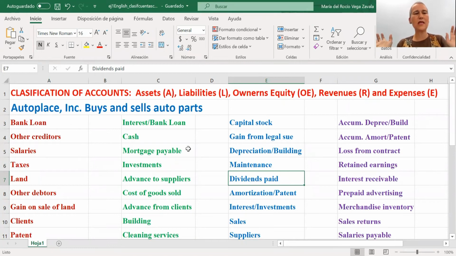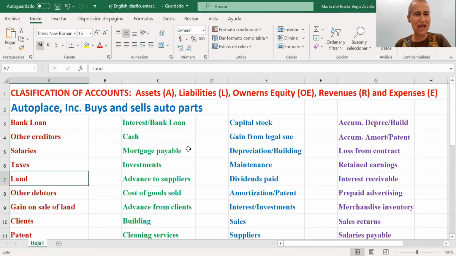So let's try to do one exercise together. Let me share my screen right here. This is the case of a company called Autoplace, which buys and sells auto parts. It's totally confused because it has a lot of accounts, and it does not know where to classify them. So we will try to help this company classify these accounts into these 5 ones: assets, liabilities, owner's equity, revenues, or expenses. Okay, so let's start.